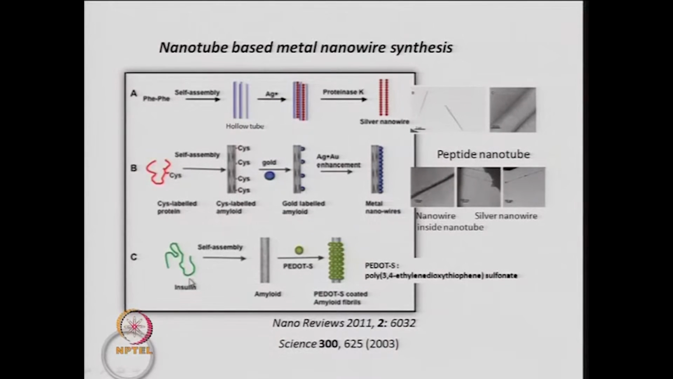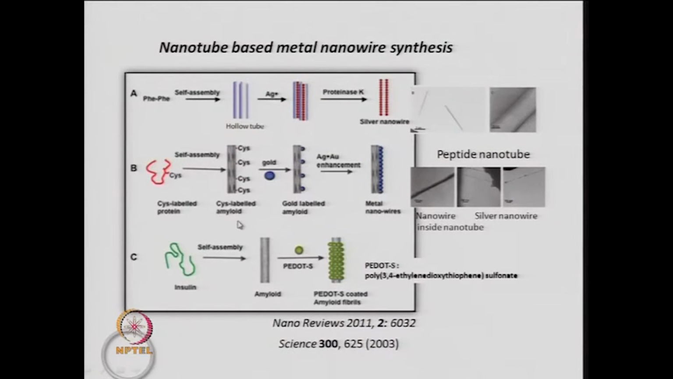This is a third example of this biopolymer based nanowire synthesis. So, this is insulin which you know is secreted in your body, and this insulin is again a biopolymer, and it self assembles to form this tube, which in biology we call amyloids.